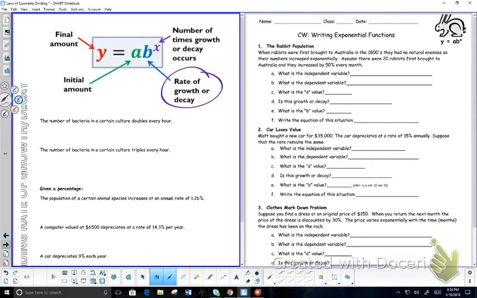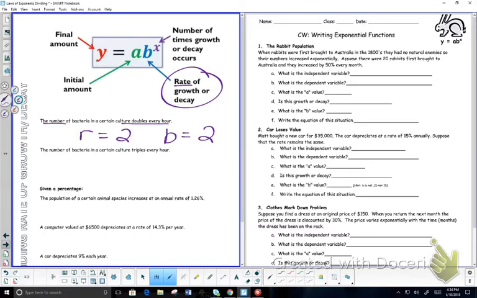So for example, say you're told the number of bacteria in a certain culture doubles every hour. Well, that was basically what was happening in our last scenario. So if it's doubling every hour, that means it's multiplying by 2 over and over, so my common ratio is going to be 2. Therefore, my B value is 2, because the common ratio is that B value. It is that constant rate of growth, okay?